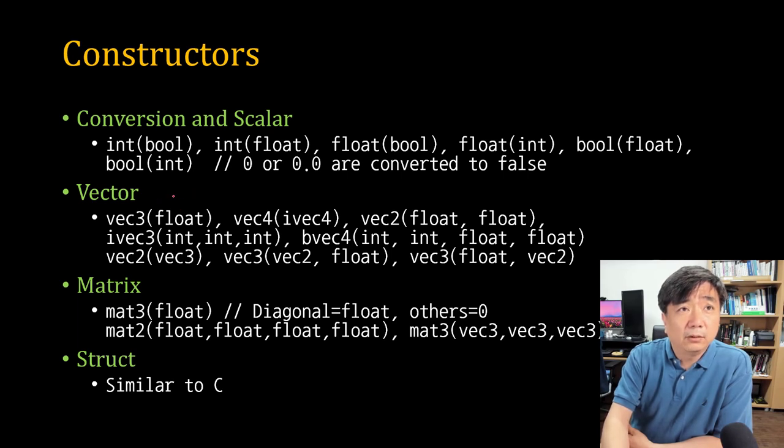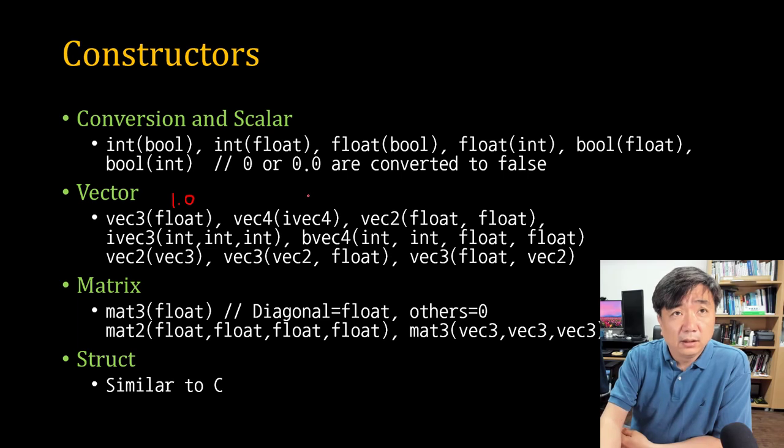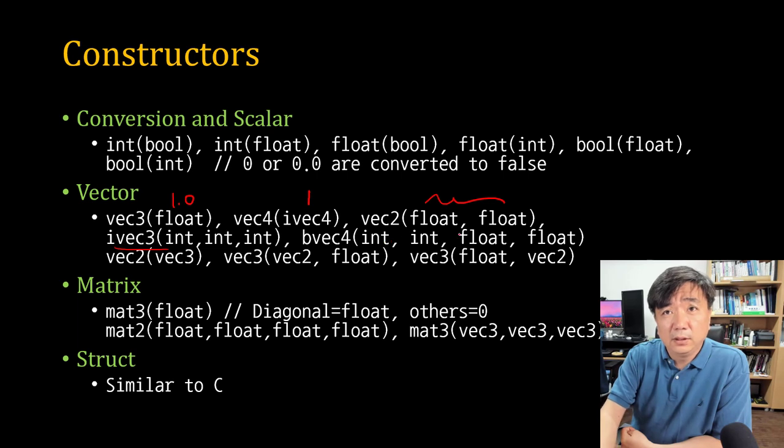In the case of a vector, we can create a vector with one scalar value. For example, if I say vec3 with 1.0, it creates a vec3 object with 1.0, 1.0, 1.0, and if we put in 1.0 for a vec4, a vec4 floating data is created by this constructor. We can also give different numbers, and then the vector components are set with those floating point numbers. We can also put in different types, for example integer and float. If the value is 0, it is changed into false, and if it is not 0, it will be changed into true.